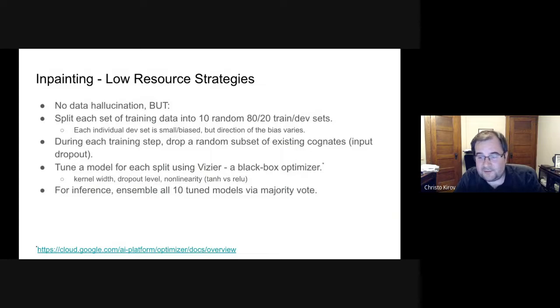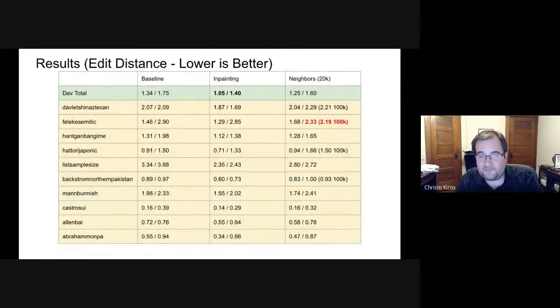We knew that these dev sets would be biased because they were so small, but we hoped that because the splits were random, the bias would always be in a different direction. For each random split, we ran a tuning process using Google's Vizier tool. That's essentially just a smart grid search procedure. Once we had 10 tuned models corresponding to each random split, we did our final inference by ensembling over them, just by taking a majority vote.